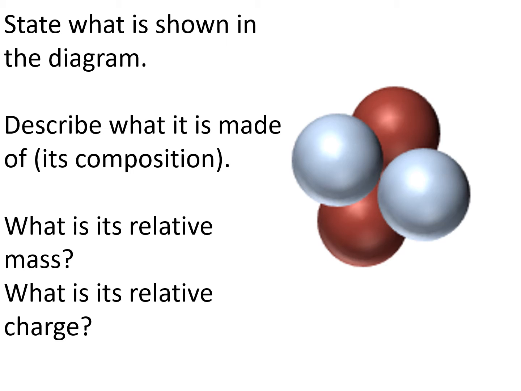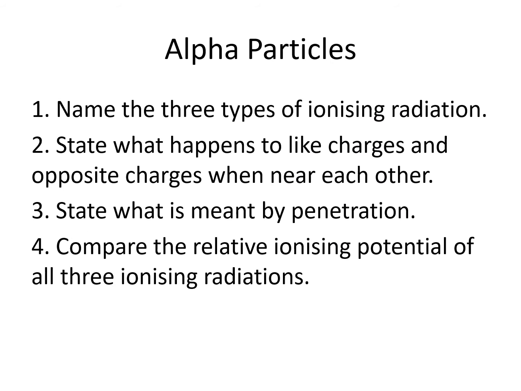Pause the video if you need time to think about this. I'll give you the answer in a moment. So what we can see in this image is an alpha particle. It is made of 2 protons and 2 neutrons. This means that its relative mass is 4 and its relative charge is +2 due to the 2 protons. So today's lesson is called alpha particles.